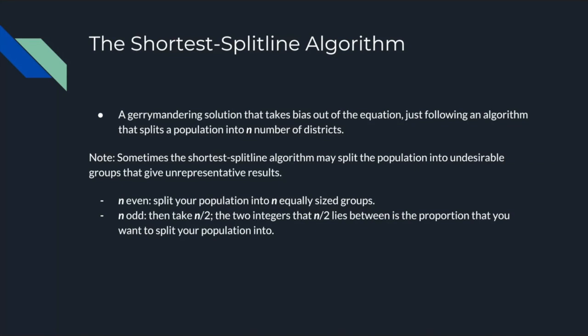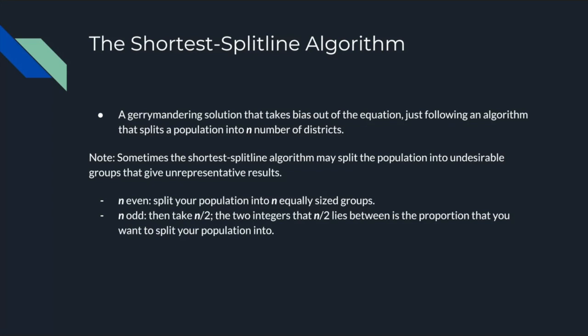There is actually an algorithm for this called the shortest split line algorithm. The algorithm takes bias out of the question and splits the population into n number of districts using the shortest line possible. Although this does get rid of bias, it does not change the fact that unrepresentative groups could be created by this algorithm. The key of this algorithm is using the shortest line possible.